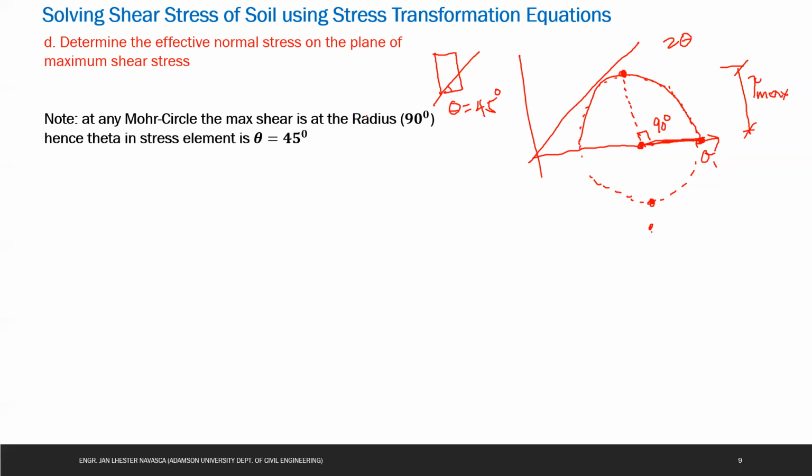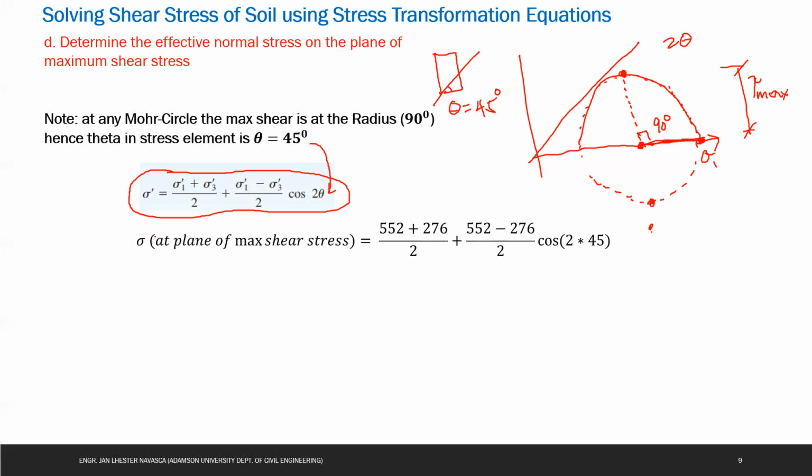Using again the stress transformation equation, since tau sub xy equals 0, the effective normal stress on the plane of maximum shear stress is direct substitution into this equation, using theta equal to 45 degrees. We have sigma at the plane of maximum shear stress equals 552 plus 276 divided by 2, plus 552 minus 276 divided by 2 cosine 2 times 45. That equals 414 kPa. So that is the value at this point. Your tau max, or maximum shear stress.